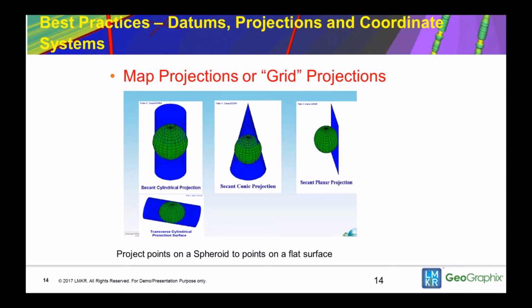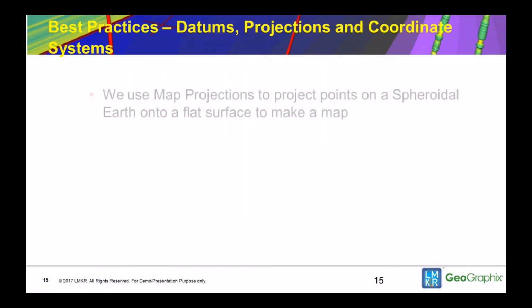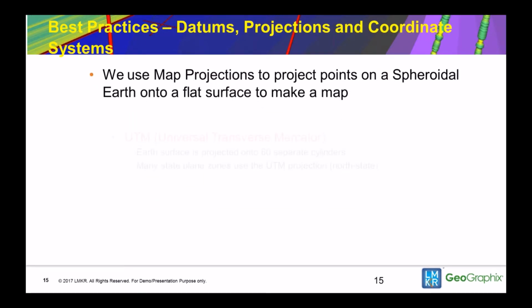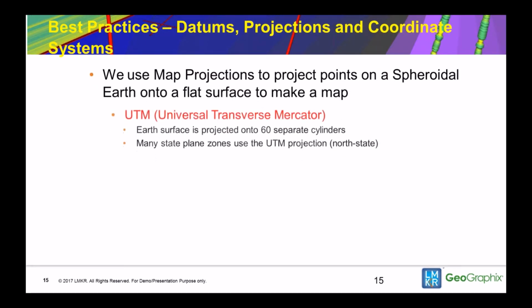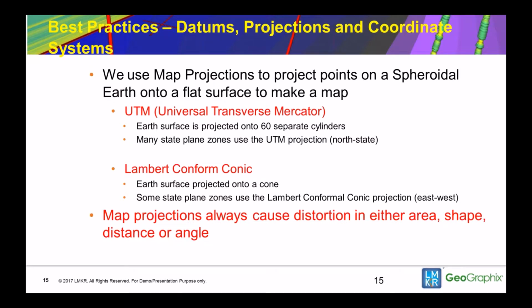So why so many? Well, it turns out that some of these projections are better, for instance, to use in polar areas. Some are better when used in mid-latitude areas, and some are better when they're used in equatorial areas. And why is that? Well, because map projections always cause distortion in either area, shape, distance, or angle.